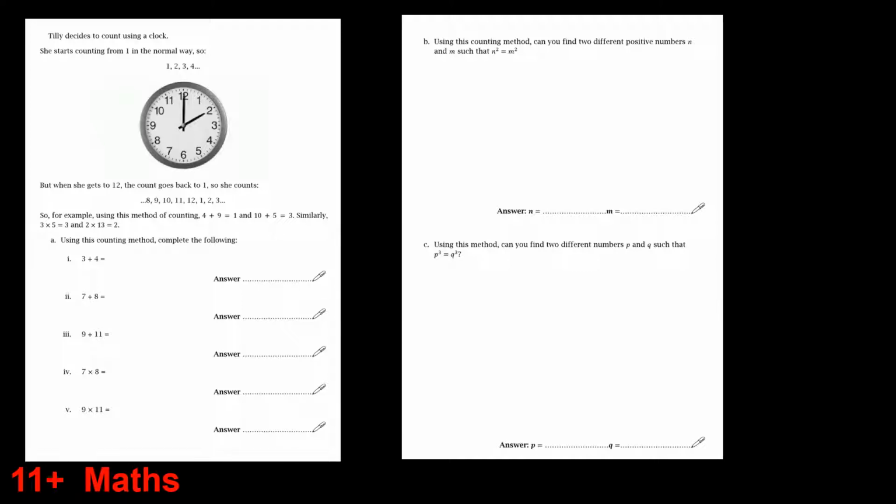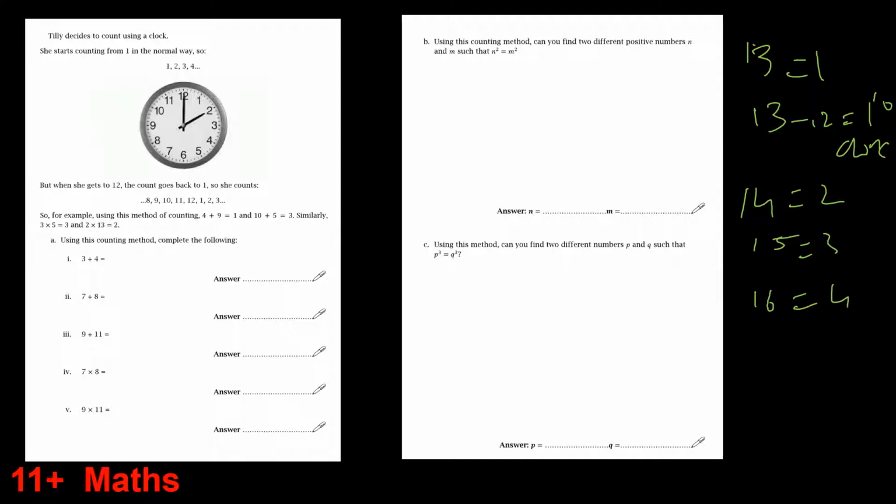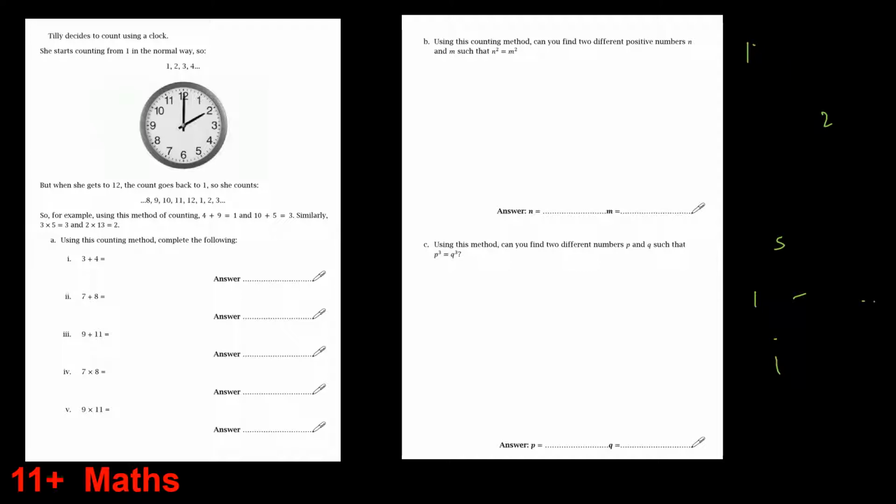So this is working kind of like a 24-hour clock. Instead of saying 24 hours, when it is, for example, 13, it means 1 o'clock. So 13 minus 12 is 1 o'clock, and 14 is 2 o'clock, 15 is 3 o'clock, 16 is 4 o'clock, and so on. I think you get the idea. That's what they're doing here, nothing else.